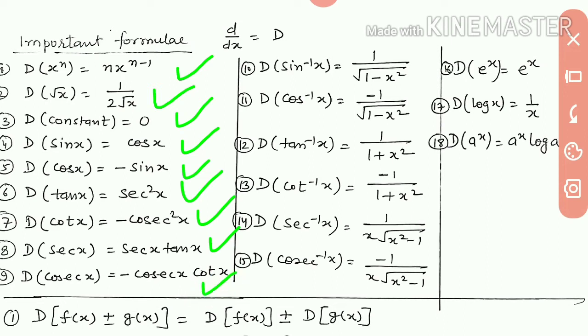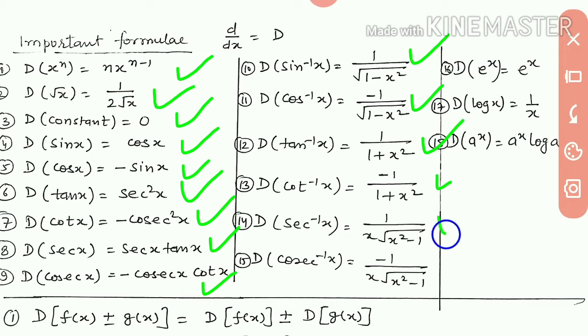Differential of sin inverse x is 1 upon root 1 minus x square. Differential of cos inverse x is minus 1 upon root 1 minus x square. Look at differential of sin inverse x and cos inverse x, only the minus changes, the rest is the same. Differential of tan inverse x is equal to 1 upon 1 plus x square, and differential of cot inverse x is equal to minus 1 upon 1 plus x square. Here also the tan inverse x and cot inverse x differentials are the same, only the difference of minus.